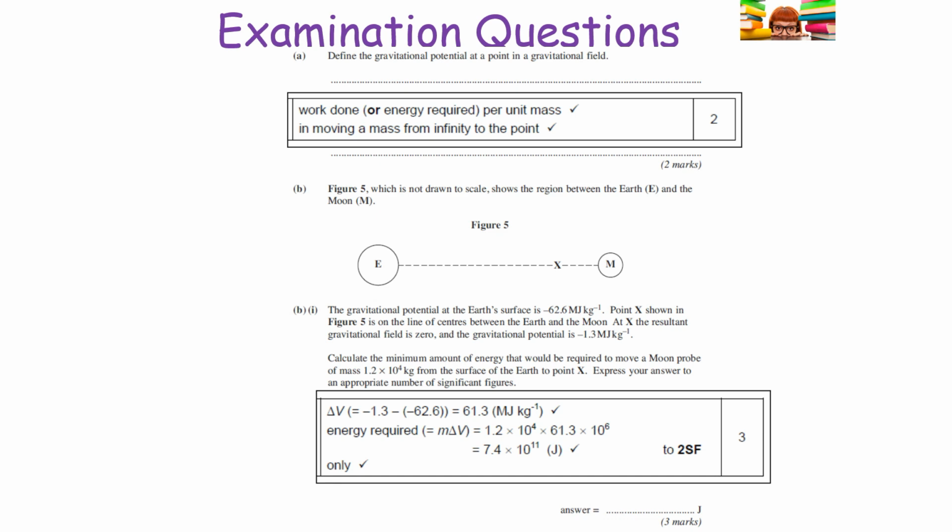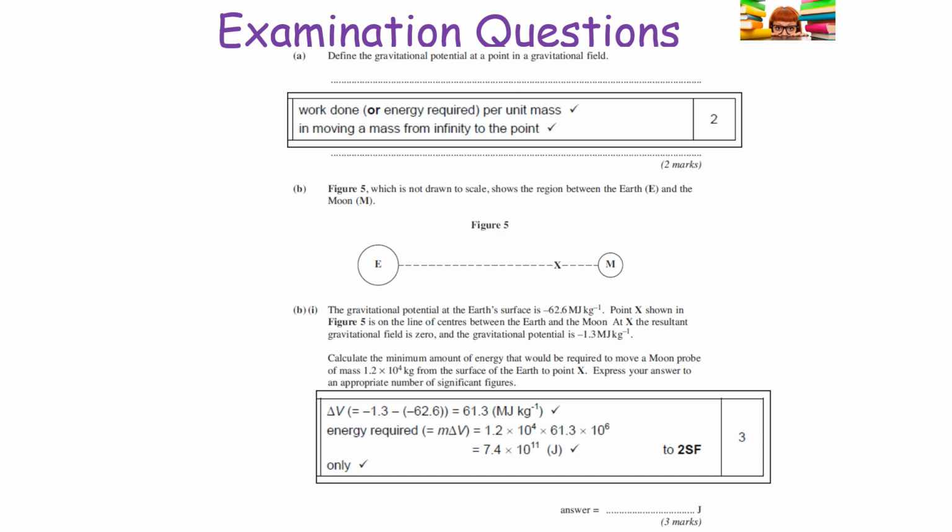Now you're given the mass in the question of the moon probe, it's 1.2 times 10 to the 4, so you'll do 1.2 times 10 to the 4 times by 61.3 times 10 to the 6. Remember, your megajoules will turn into times 10 to the 6. Then you get your answer of 7.4 times 10 to the 11 joules.